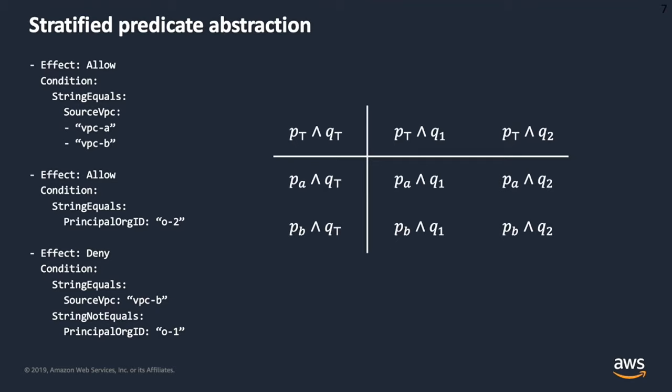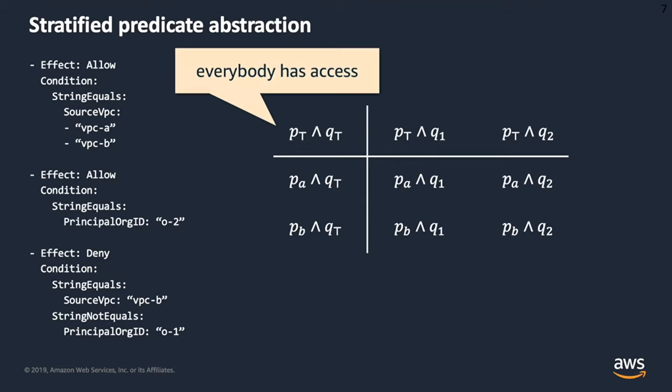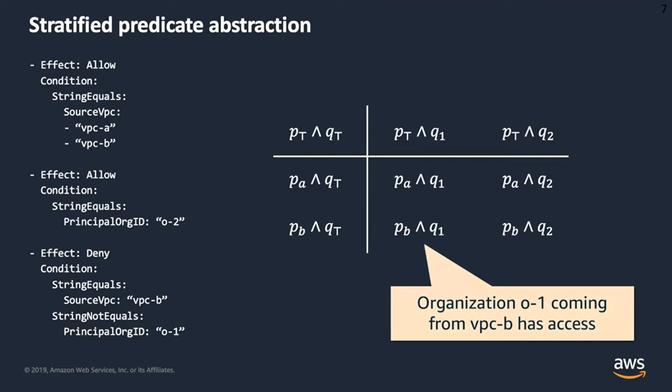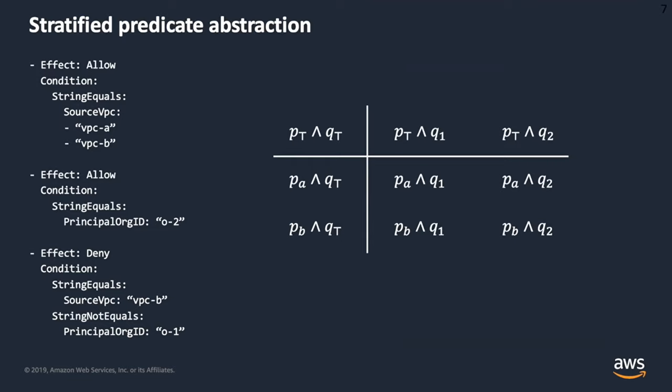With this set of predicates, there are 9 sensible cubes of conjunctions we can form. Here they are laid out in a 3x3 grid. In the top left, we have the most general finding, that everybody has access. As we move to the right, we get more specific findings, like Organization 1 has access. And as we move down, we get more specific findings like Organization 1 coming from VPCB has access.